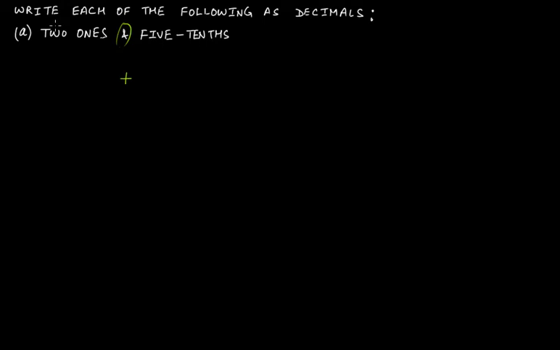Now here you have two ones. This "ones" tells you the place value. This two ones tells you that there is 2 at the ones place. Plus this 5 tenths tells you that at the tenth place there is 5. And if you remember from the theoretical portion of decimals that we discussed, this 5 tenths will actually represent the fraction 5 over 10. That is 5/10.